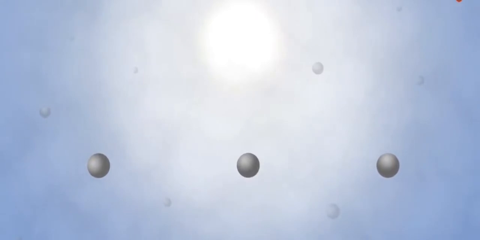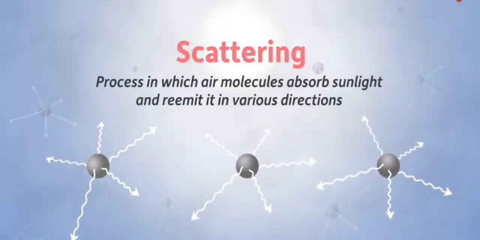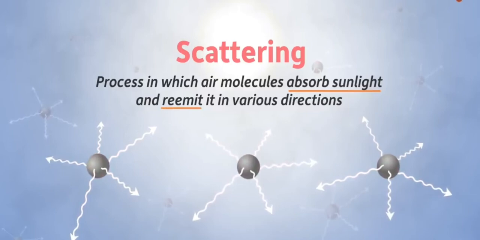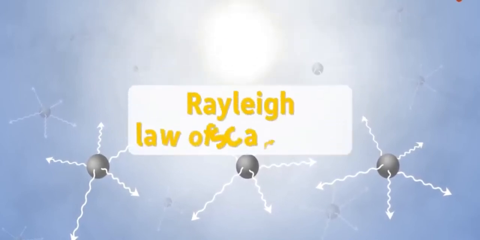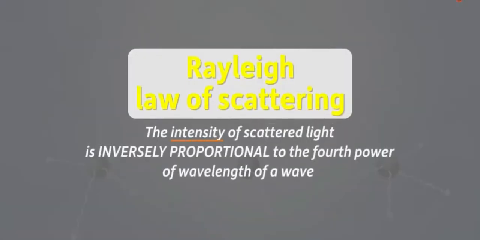When sunlight strikes these molecules, it gets scattered. Scattering is a process in which the light is absorbed by the atoms and re-emitted back in various directions. However, not all the light is scattered equally. The amount of light that will be scattered is given by the Rayleigh law of scattering. It says that the amount of scattered light, or the intensity of the scattered light, is inversely proportional to the fourth power of the wavelength of a wave.